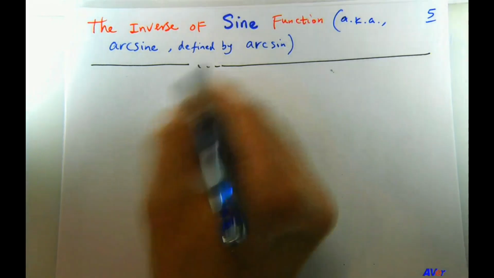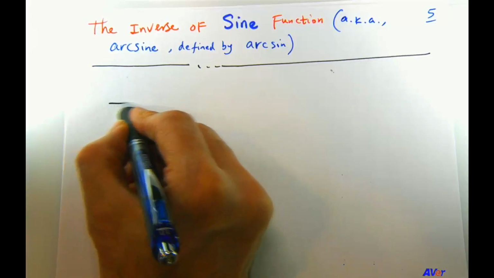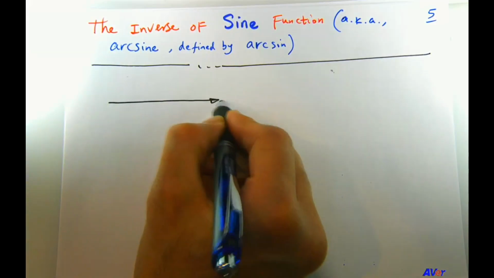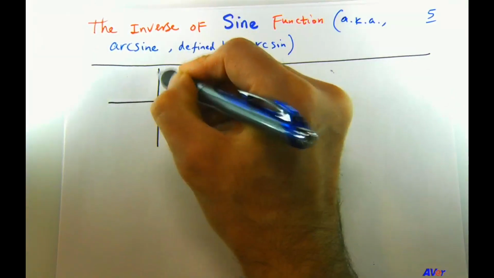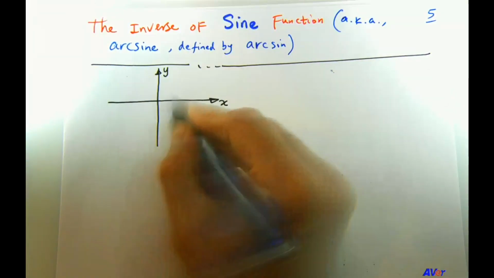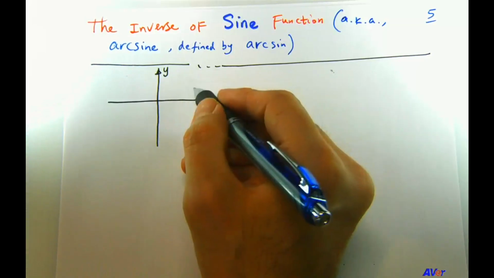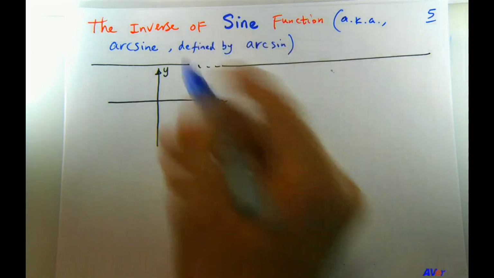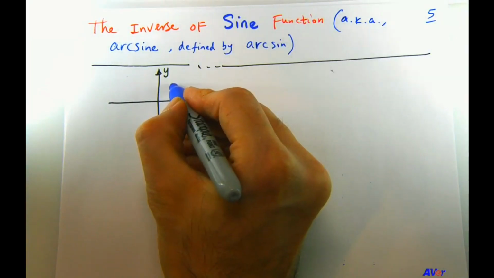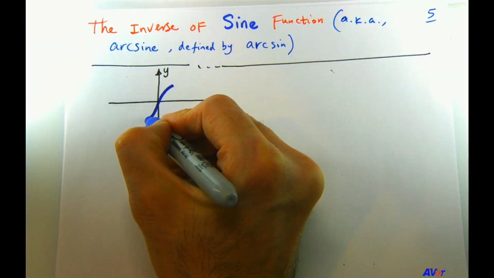So for this, I'm going to draw a little graph just to remind ourselves what we agreed to define, to restrict the domain to. I'm not going to draw the whole thing, but just a reminder. We decided to restrict this domain to, like that.